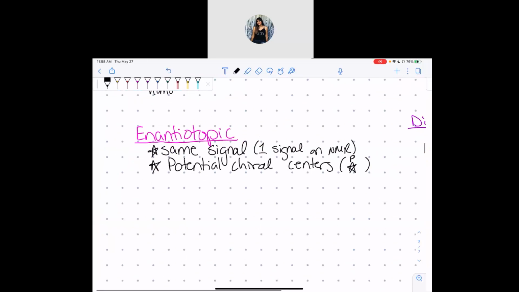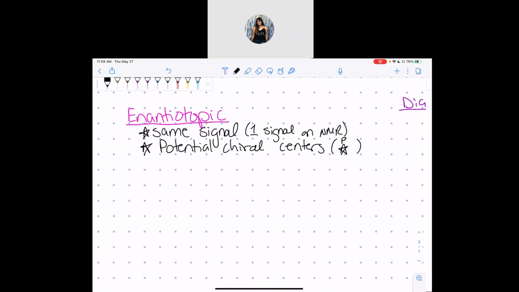Okay, so I shall give you an example. Let's say we have this thing, right? Is there any symmetry here? And yes, Haley, as soon as I finish enantiotopic, I will zoom out so you can see everything else.